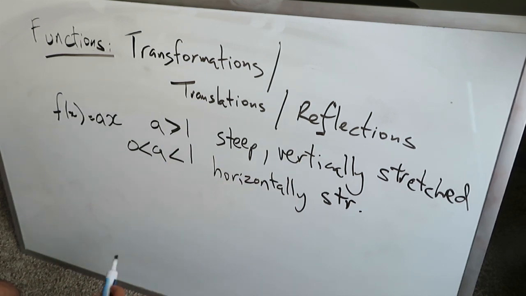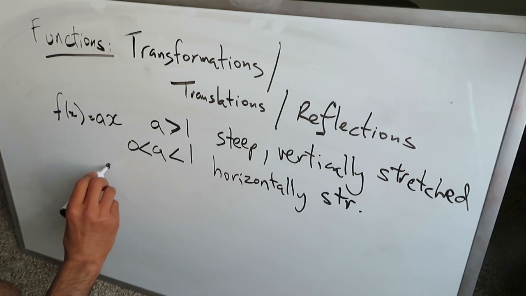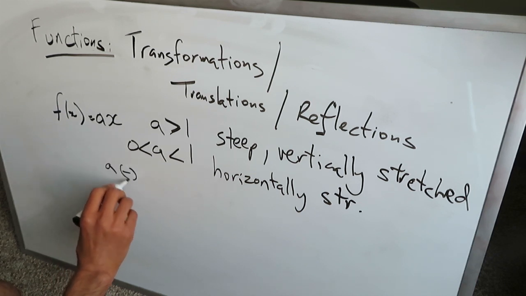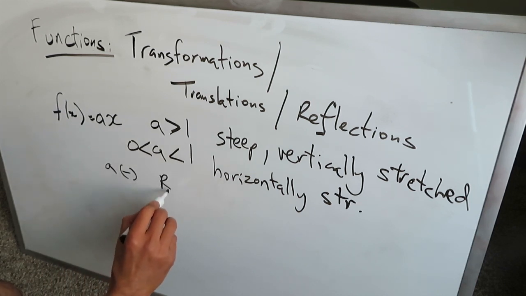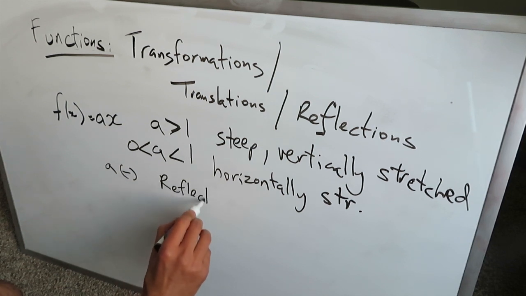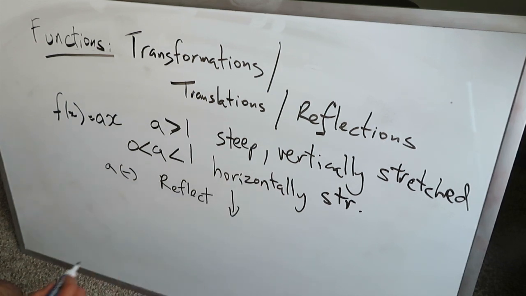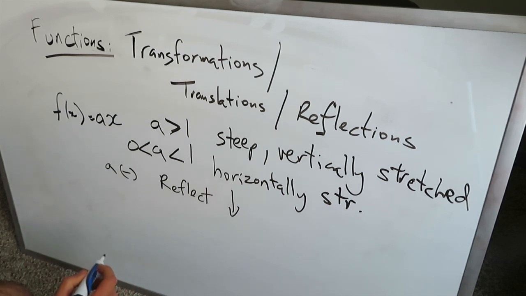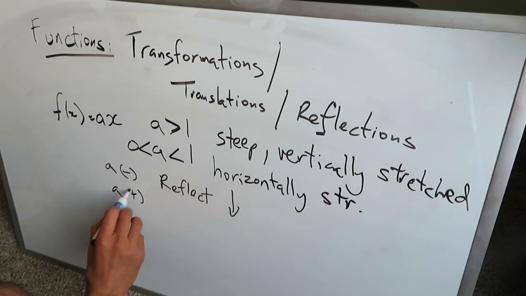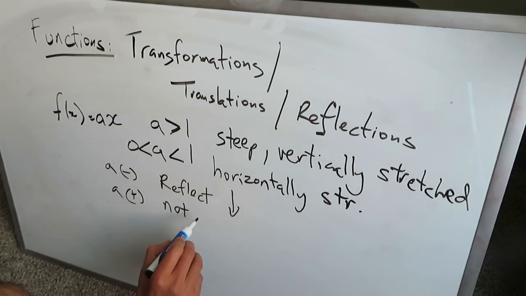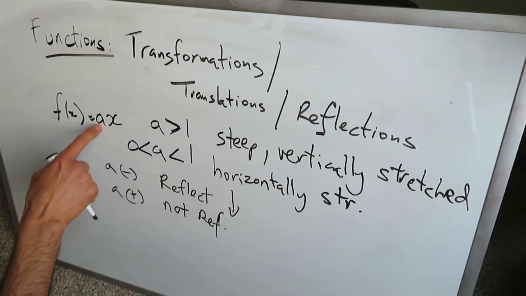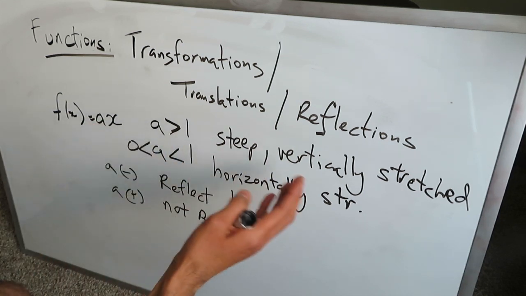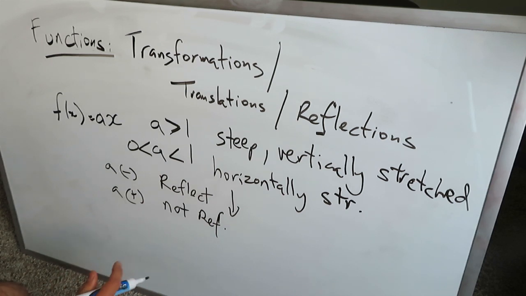If, however, a happens to be a minus number, we'll be reflecting that same graph along the x-axis. We're going to reflect it downwards. So if something looks like a letter U, you put a minus a, it's going to look like an upside down U. And a positive means you're not reflecting it at all. No reflection. So that's just in terms of the coefficient a. a affects the stretching of the graph.